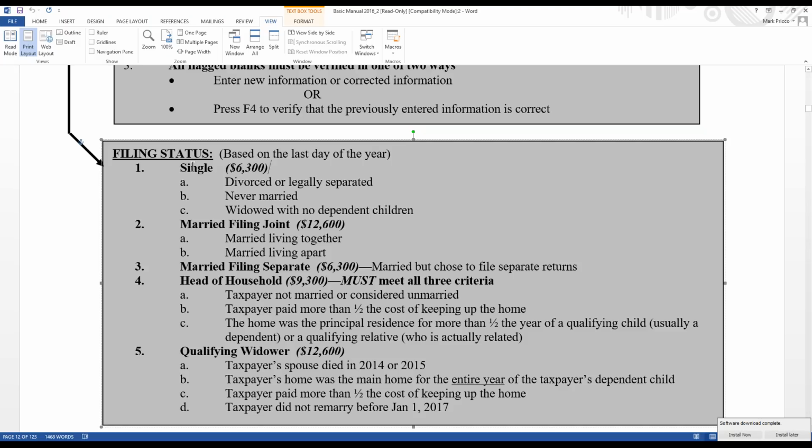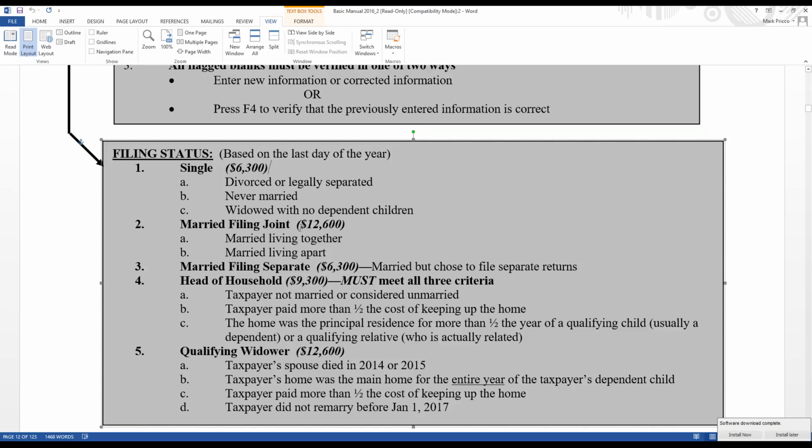So single. Do I qualify for single? It's pretty straightforward. I'm either not married, divorced, or legally separated, or I'm a widow, so my spouse died, and in the following years I have no children that I'm supporting. So typically it's going to be they're divorced, or they never were married, or they're not married anymore. Obviously, never married, I mean they never got married, so they couldn't get divorced. So that's pretty straightforward. We see a lot of single filers.